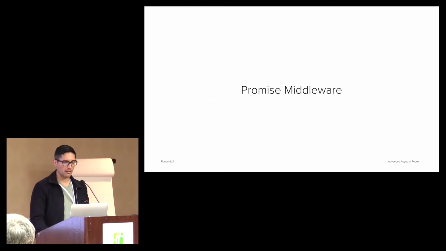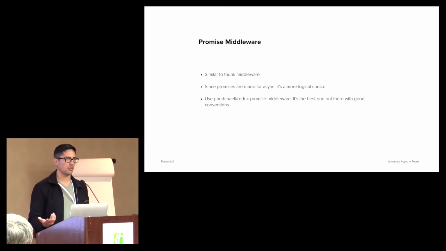Okay, Promise middleware. Promise middleware is very similar to Thunk middleware. The internals are exactly the same, and I don't want to waste your time showing you that code because it's a little hairier, and it actually does the exact same thing. Basically, it's going to check if it's a promise, and if it is, it's going to resolve that promise for you, and then just do things from there. Very, very similar. It has the same pros and cons for the most part, except that promises are built for async, right? And thunks, not really.